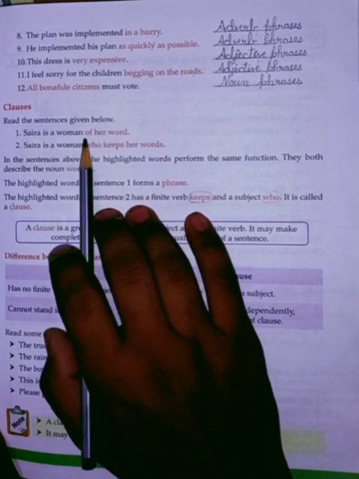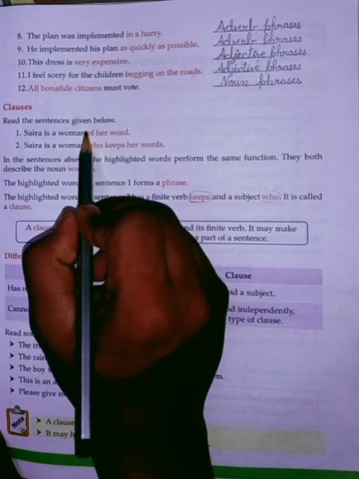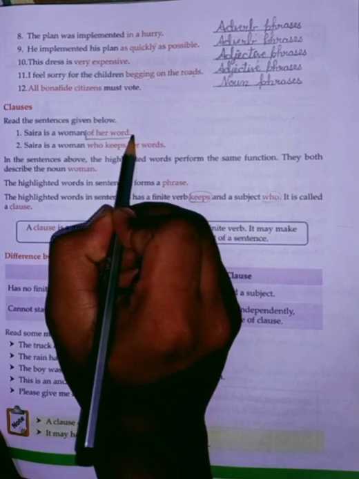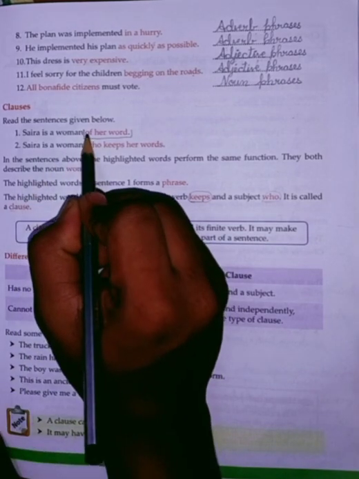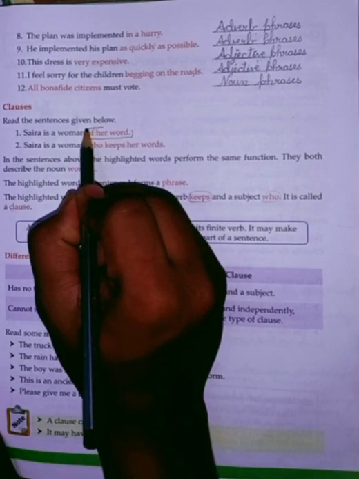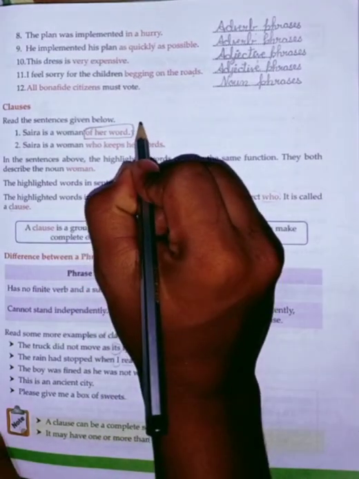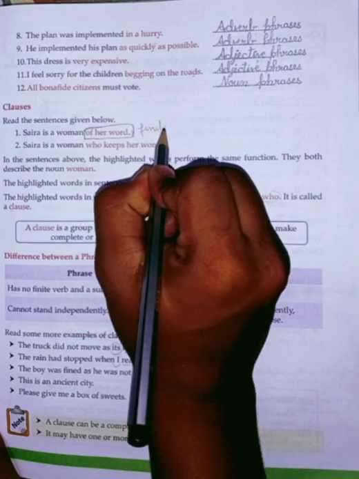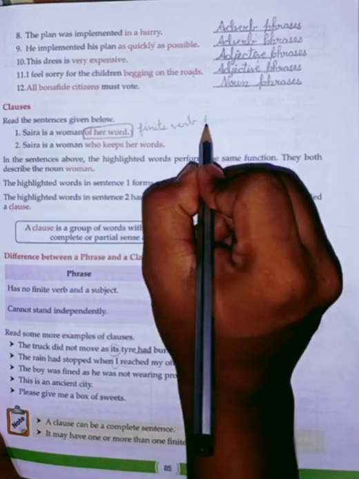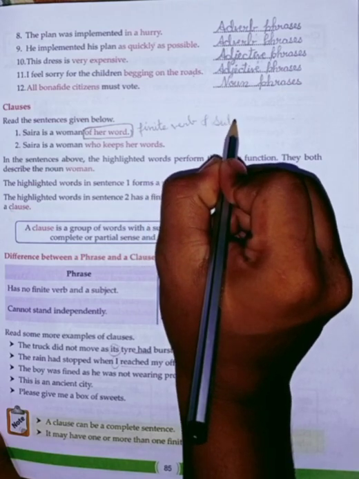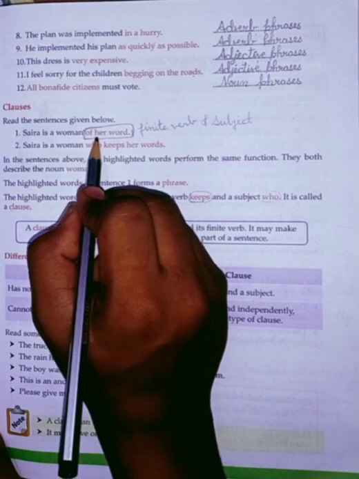Shaira is a woman of her word. In this sentence, we can see the red one. This is a phrase. Why is it a phrase? Because in this line, of her words, we do not find the finite verb and subject. So this is a phrase.